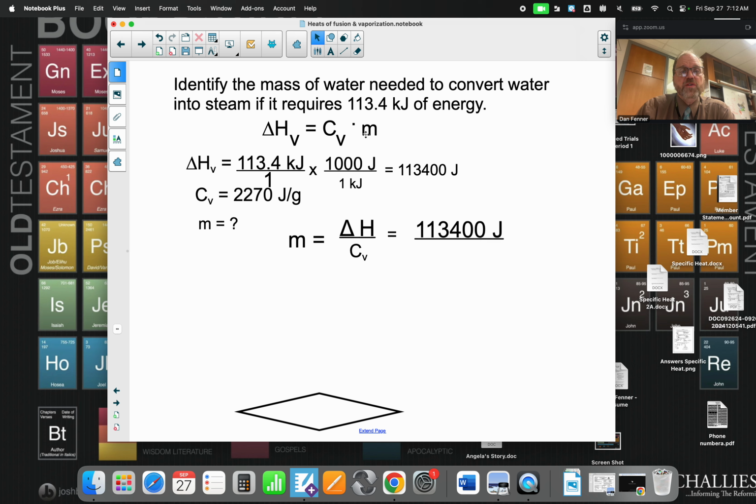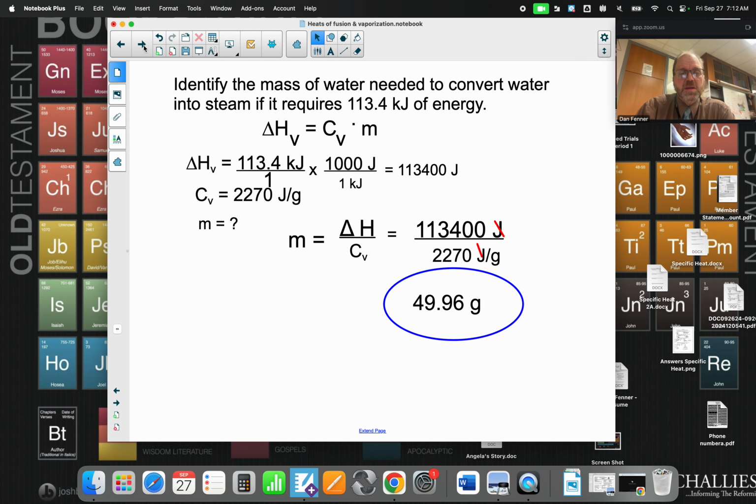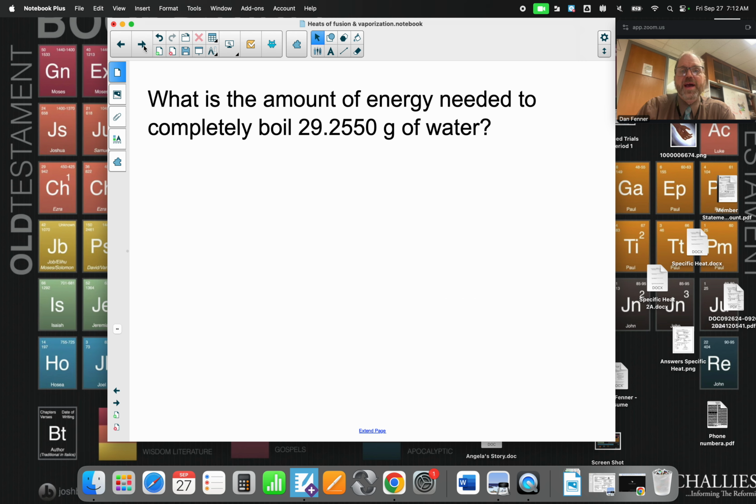Again, we're solving for the unknown. M, opposite, is still delta H of V, and CV is going to go on the bottom. So 113,400 divided by 2270. I have 4 sig figs, infinite sig figs, so 4 sig figs. My answer, I get 49.96 grams. And there we go. All right, one last one.